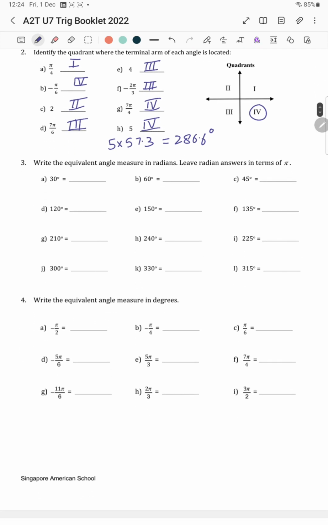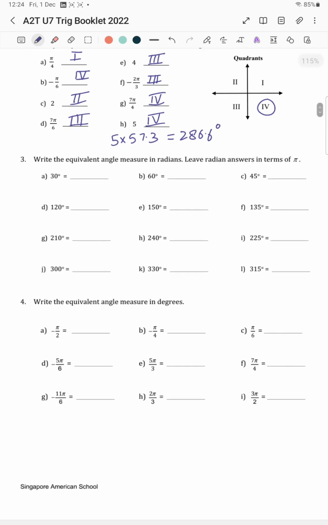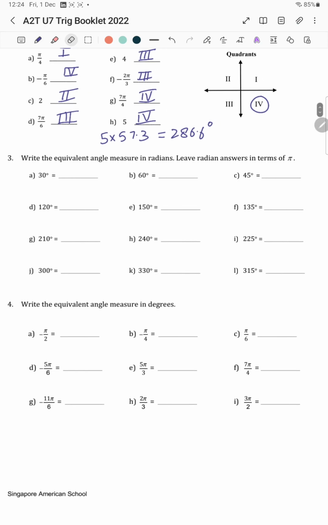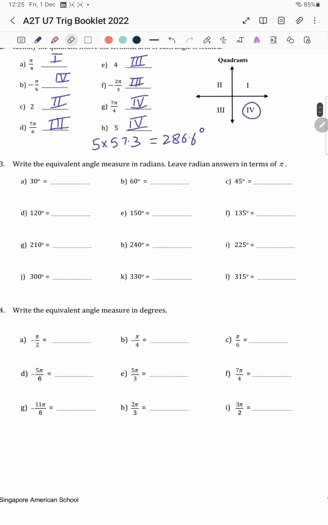Write the equivalent angle measure in radians. 30 degree can be written as, okay, to convert from degrees to radians, multiply by pi by 180.